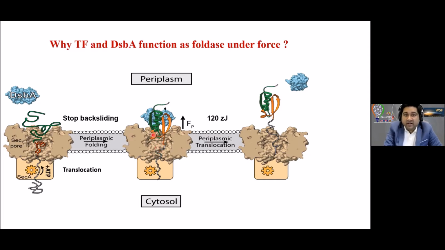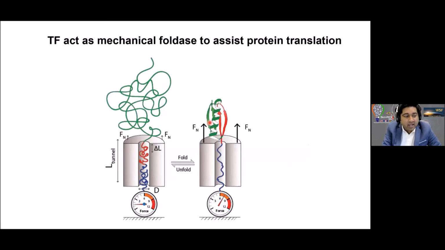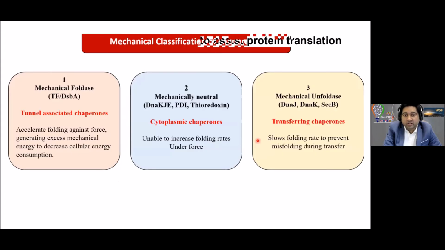So if the protein is folded by DsbA, an extra mechanical force will be generated to help the protein translocate from the cytoplasm to the periplasmic side. The same thing is happening with trigger factor: trigger factor helps the protein to fold at the translocon pore, which helps in the translocation process.